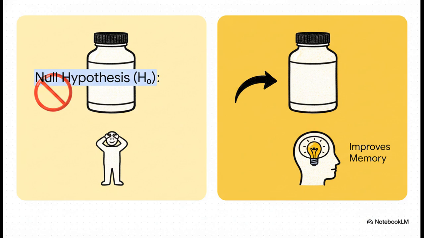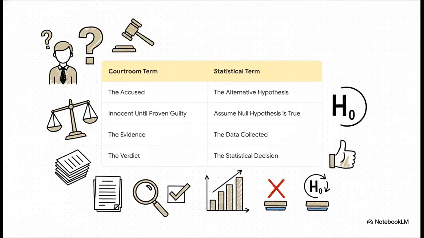So for our example, the null hypothesis would be this new supplement Z does absolutely nothing for memory. Then you have the alternative hypothesis. This is the new, exciting idea the researcher is testing, that supplement Z actually does improve memory. This is the claim that's on trial. And check it out, this analogy lines up perfectly. The accused is the new claim, the alternative hypothesis. Our legal principle of innocent until proven guilty is the same as assuming the null hypothesis is true to start.